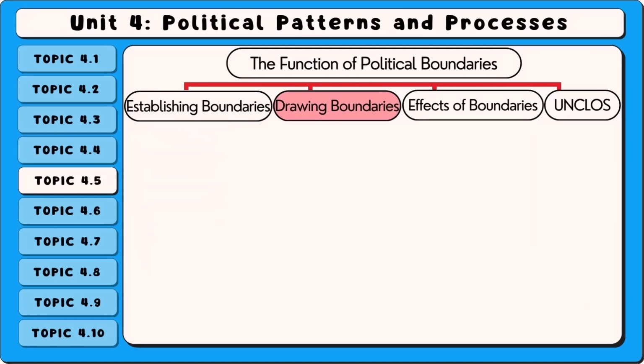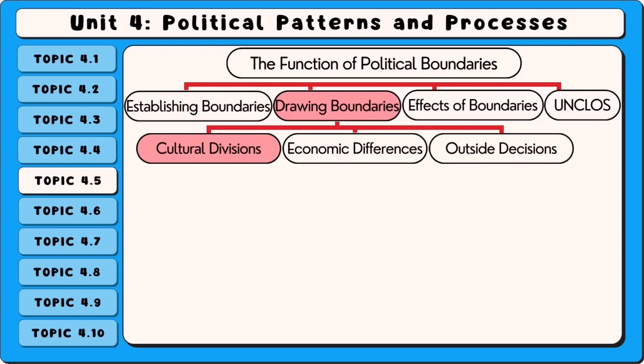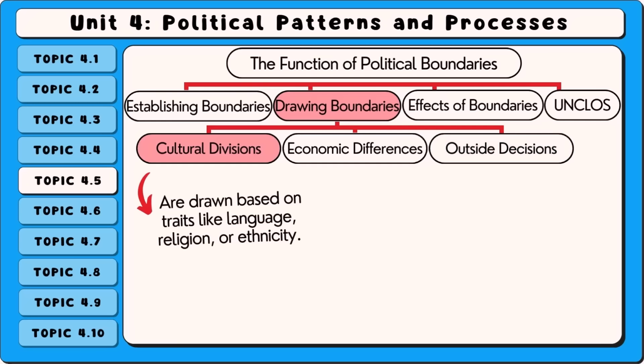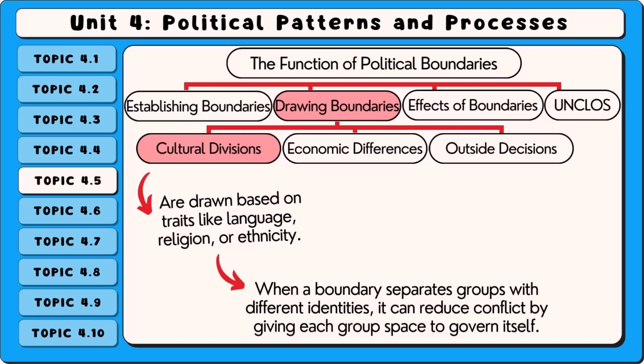Now let's move on to our second concept in this lesson. This is all about why political boundaries are drawn the way they are. We'll look at 3 ways boundaries are drawn: to reflect cultural divisions, to reflect economic differences, or to follow outside political decisions. Let's begin with cultural boundaries. These are drawn based on traits like language, religion, or ethnicity. When a boundary separates groups with different identities, it can reduce conflict by giving each group space to govern itself.